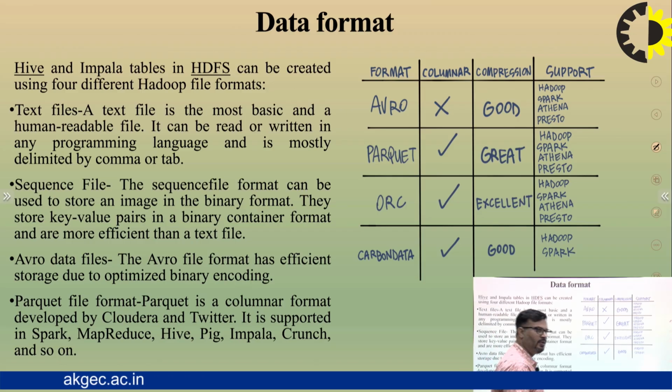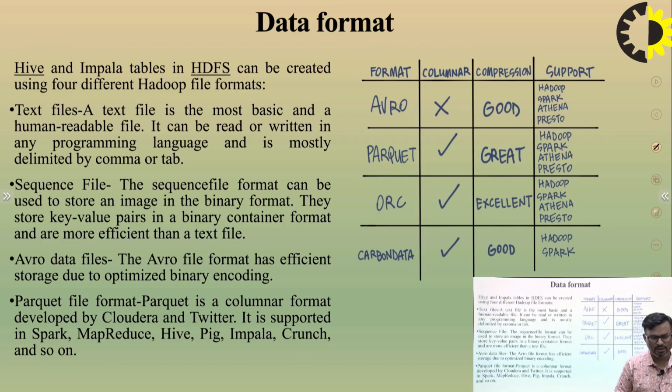So here we can say that Hive and Impala tables in HDFS can be created using different Hadoop file formats like text files. A text file is the most basic and human-readable file. It can be read or written in any programming language and is mostly delimited by comma or tab. Next, we will use the sequence file. The sequence file format can be used to store an image in a binary format.